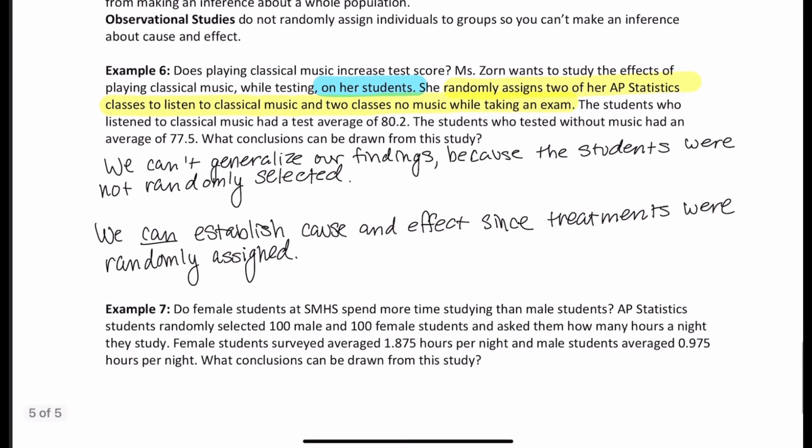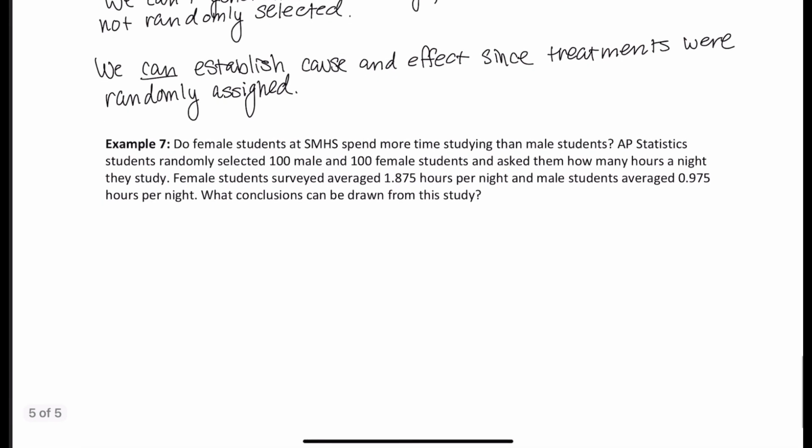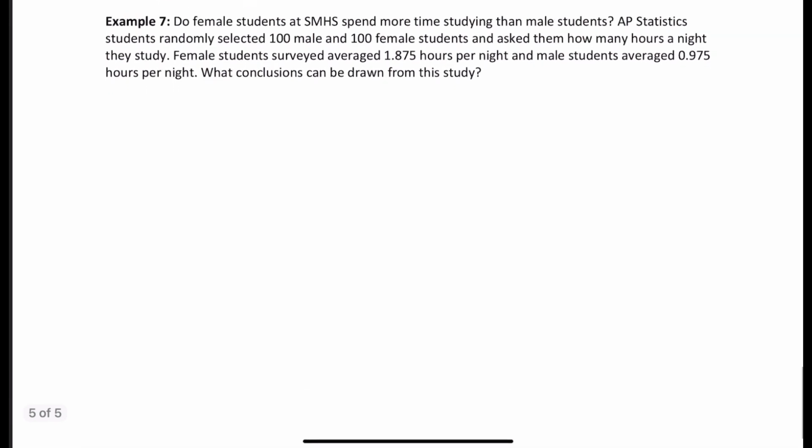Let's look at example 7. So, do female students at San Marin High spend more time studying than male students? So, AP Stats students, such as yourselves, randomly selected 100 male and 100 female students and asked them how many hours a night they study. Female students surveyed an average of 1.875 per night, and male students averaged 0.975 per night. What conclusions can we draw?